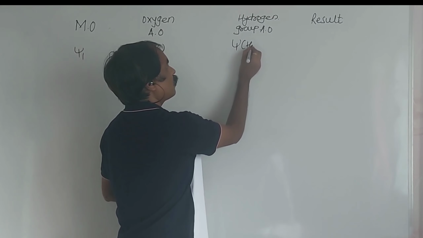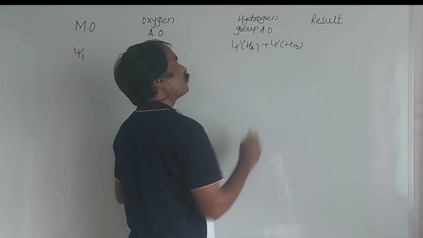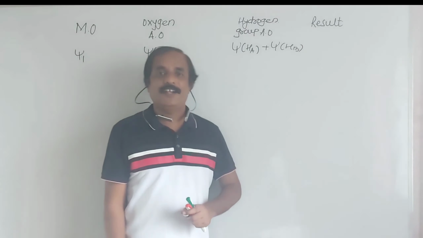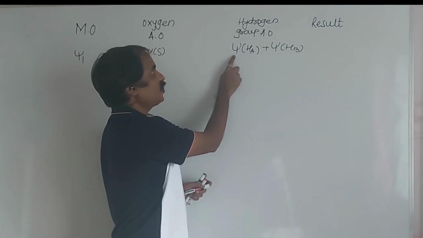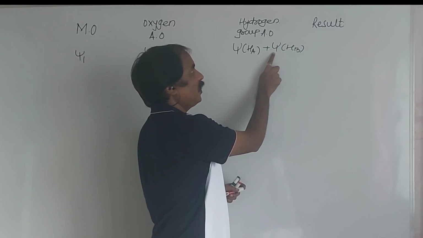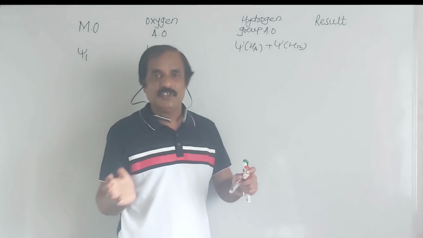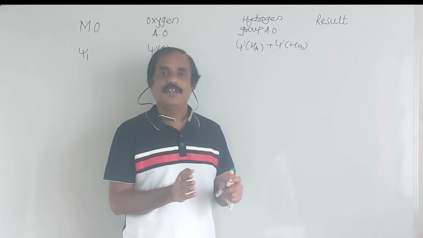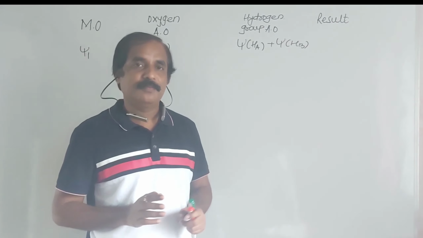Psi Ha plus psi Hb, A and B hydrogen atoms. Hydrogen A, hydrogen B. This psi Ha is the wave function of hydrogen atom A, and psi Hb is the wave function of hydrogen atom B. Here addition is there, an addition of the two hydrogen atoms. We know that positive with positive is addition, and positive with negative is subtraction.